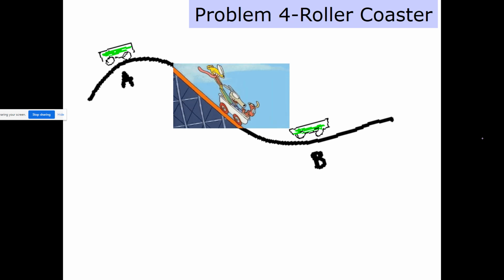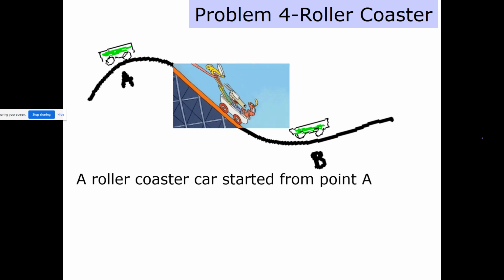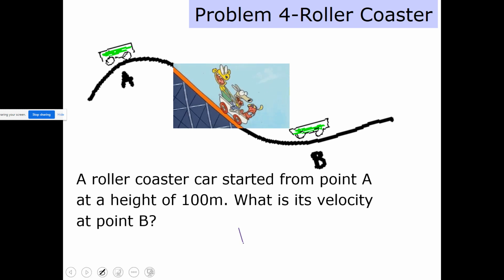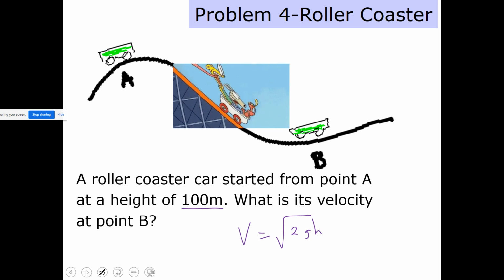All right, roller coaster problem here. A roller coaster car starts from point A and goes to point B. And point A is 100 meters above point B. What is the velocity at point B? Well, I'm going to use my velocity formula here, because I am given the height and I am not given the mass. There's only one formula I can really use, and that one is the square root of 2gh. I know what my height is. I know what my g is. That's a constant. Plug those numbers in.